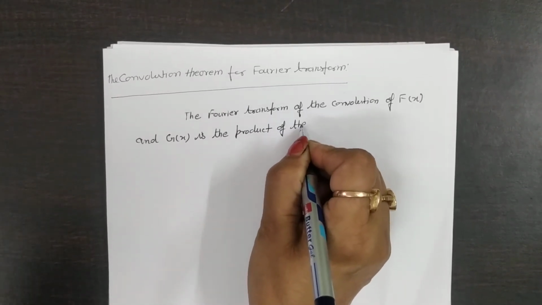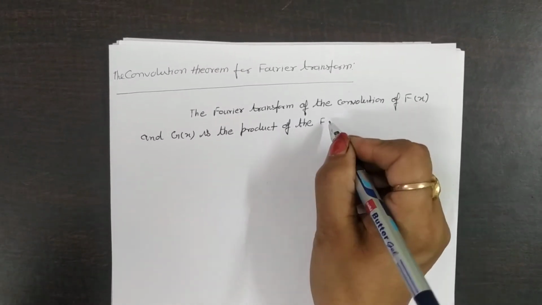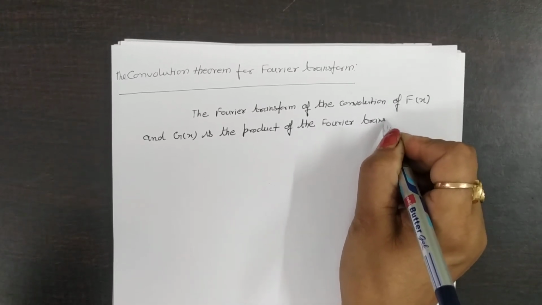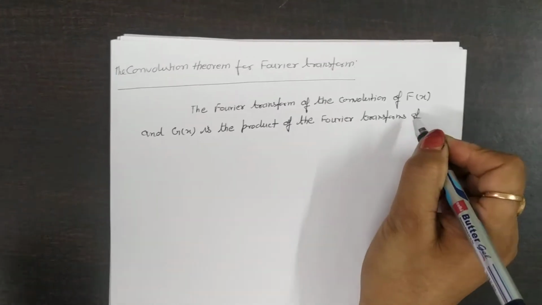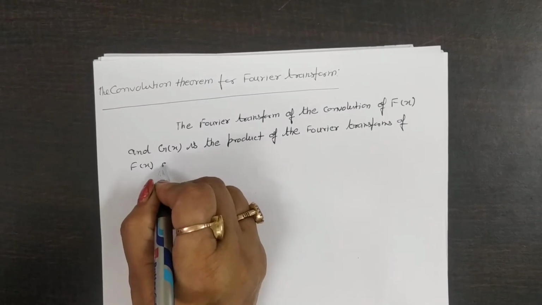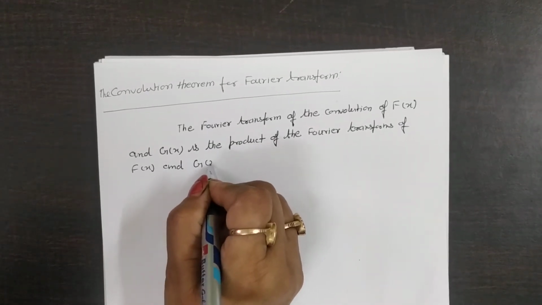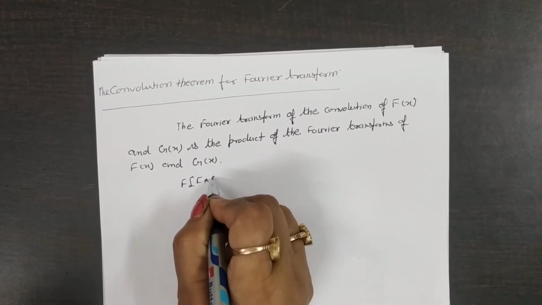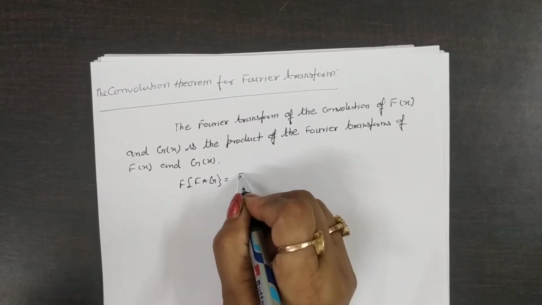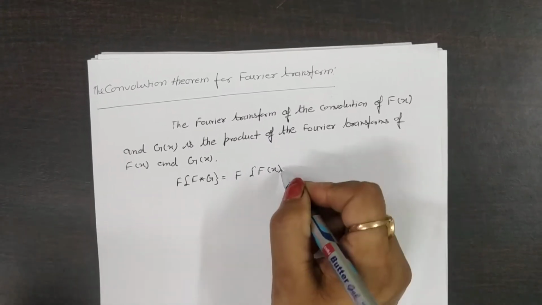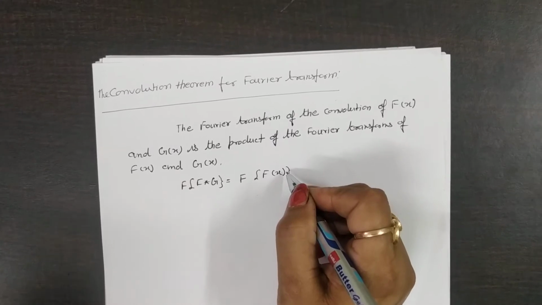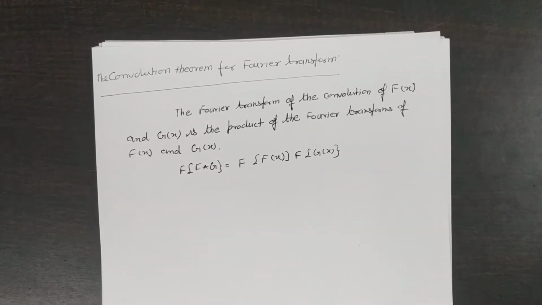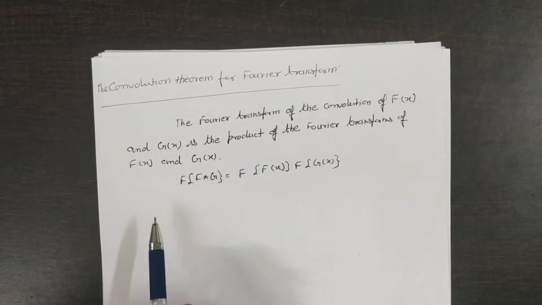the Fourier transform of f(x) and g(x). That is, F of (f cross g) is defined as F of f(x) times F of g(x). Clear? Okay, this is the convolution theorem for the Fourier transform.